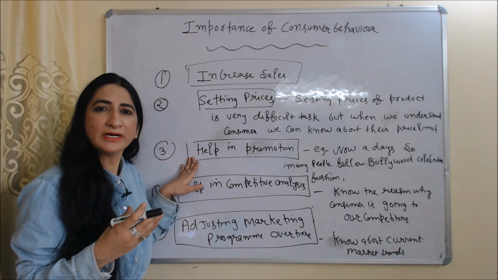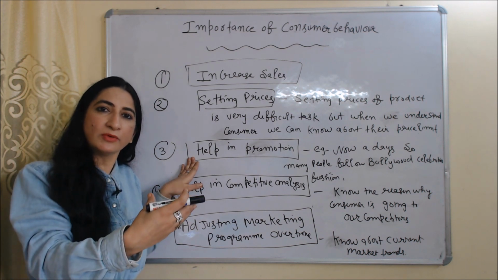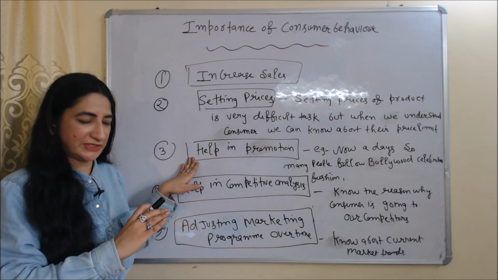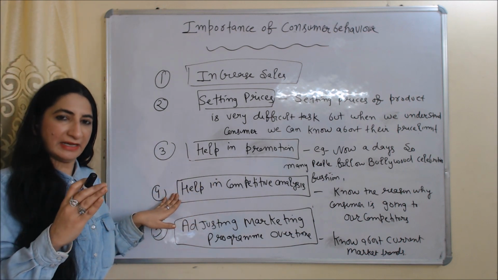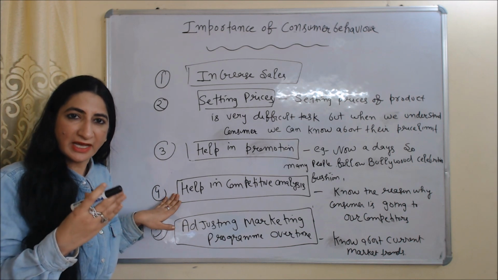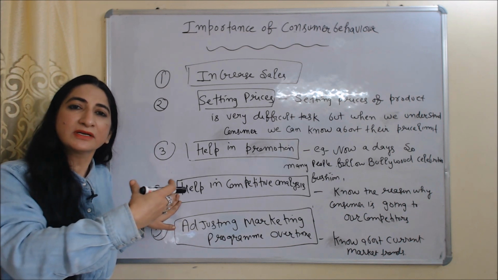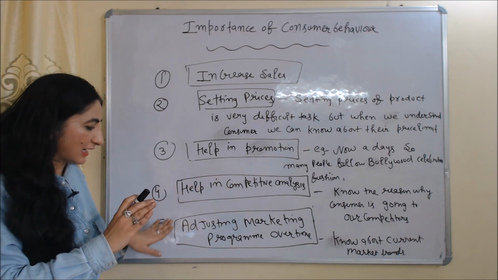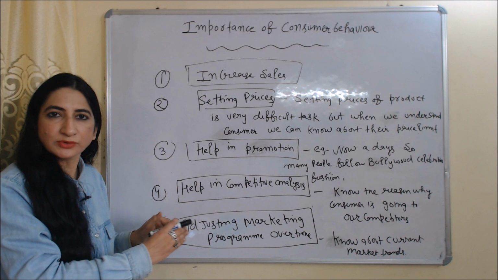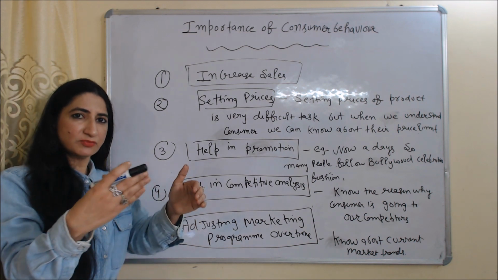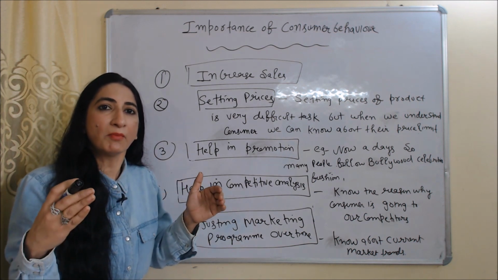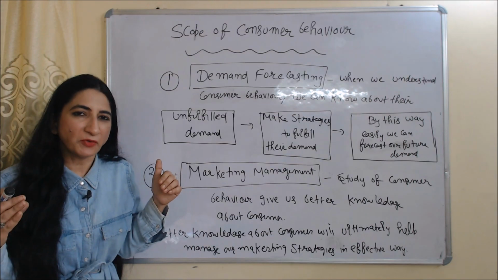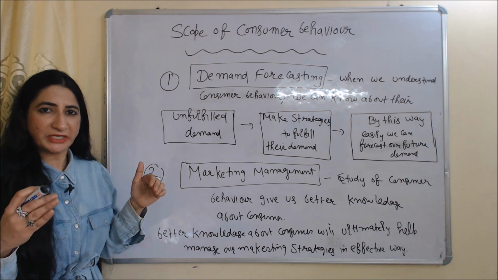For example, nowadays so many people follow Bollywood celebrities' fashion. That's why businesses are promoting their products through celebrities. Next, help in competitive analysis. Consumer behavior is very helpful to understand why our consumer is going to our competitor and why they are buying our competitor's products. Last is adjusting marketing programs over time. When we understand consumer behavior, we can easily know current market trends and according to this we can change our marketing programs.